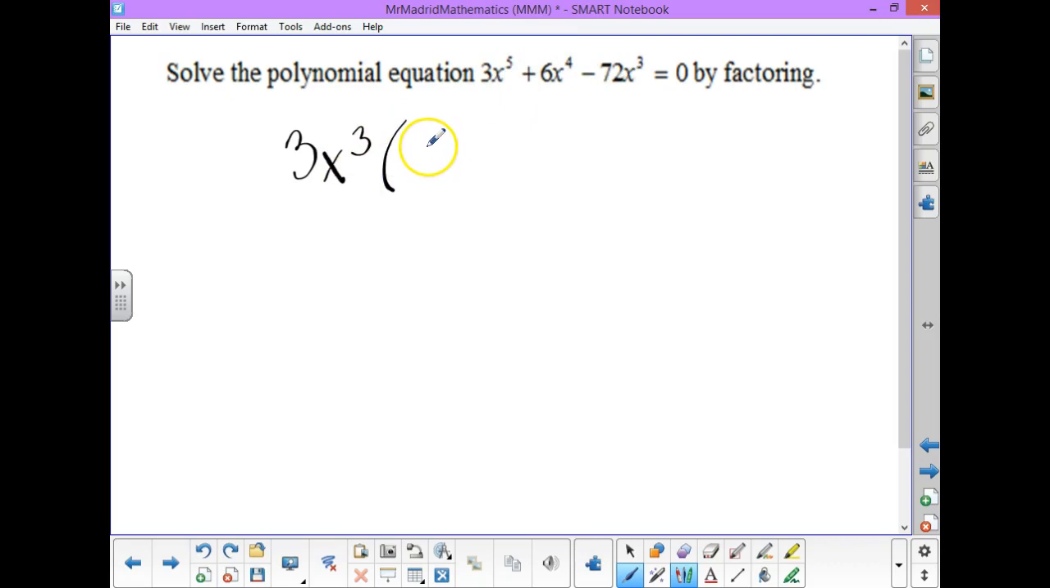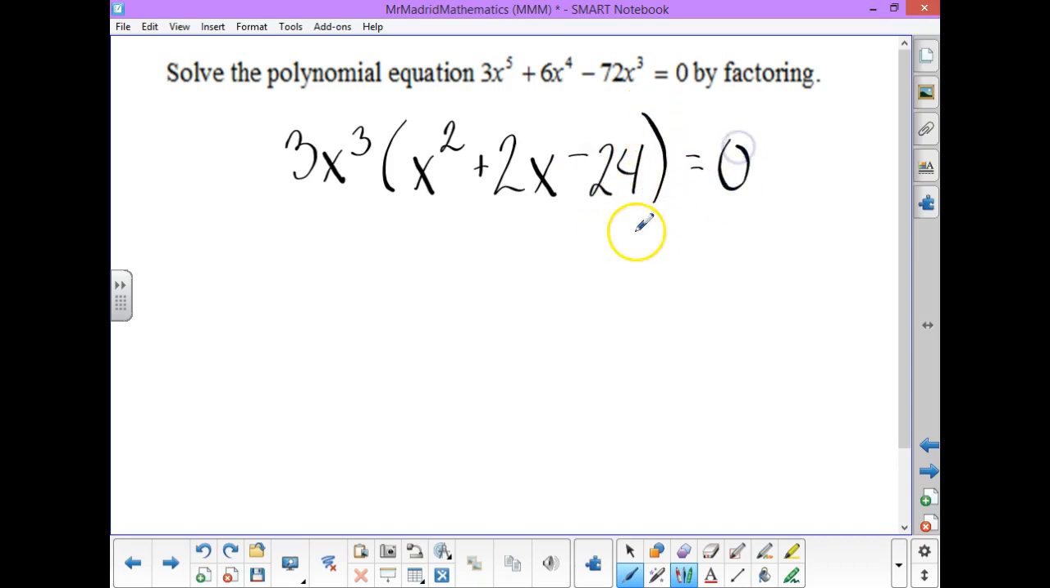Alright, and after I divide that out, I'm left with 2 x's there. 6 divided by 3 is 2. And I'm left with an extra x. And 72 divided by 3 is 24. He has 3 x's, he has 3, so it's over. Done and done. But what? Equals 0. So now we do have an equation.